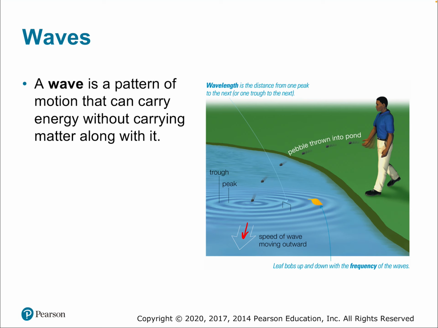Now, the energy dissipates, which is why the ripples get smaller with distance, but light can travel through the vacuum of space. It doesn't need a medium like water in the case of these ripples, because the ripples can't travel without water. The ripples don't travel through a vacuum. Light does, and light is unique in that way, because even sound is a wave, but sound cannot travel through a vacuum.